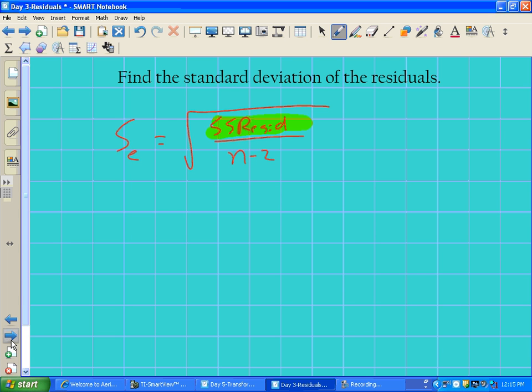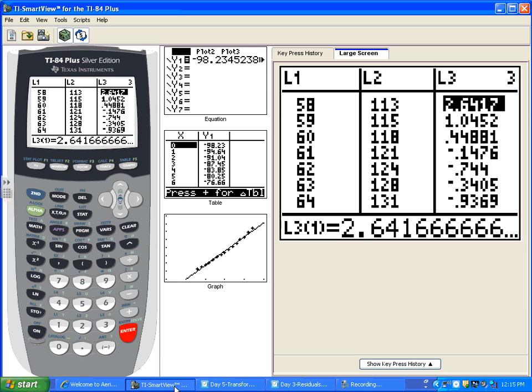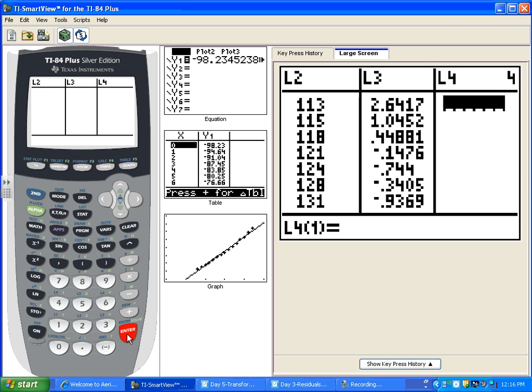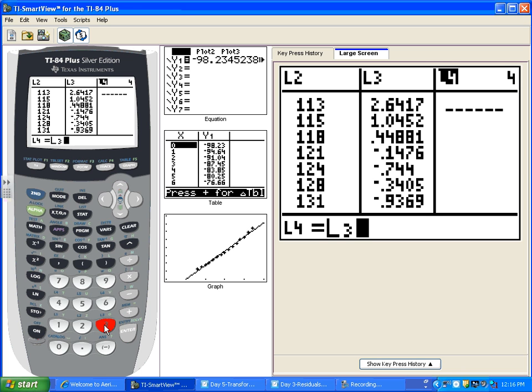To do it in your calculator, that's the sum of the squares of the residuals. I have my residuals in list 3. You guys should also have your residuals in list 3. If you're going to do the sum of the squares of the residuals, what I'm going to do in list 4 is square my residuals. I can just do that by saying list 3 squared. Do you agree that's squaring my residuals?